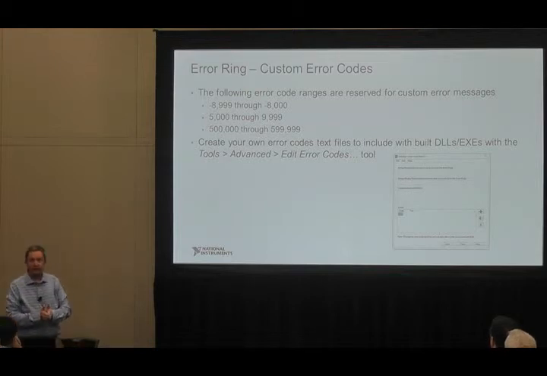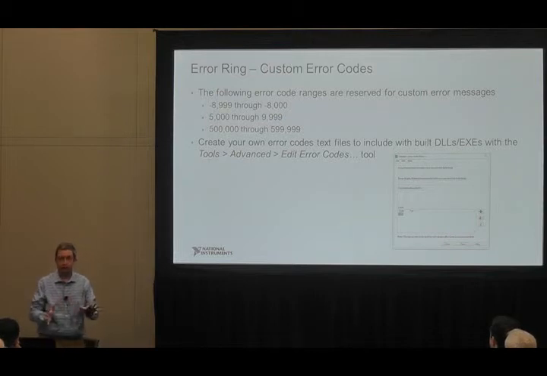So one of the things that you're going to want to do when you're using an error ring, if you're doing a custom error code, which again I think is the usual use case for this thing, is use one of the ranges that is defined in LabVIEW as being for non-NI errors.